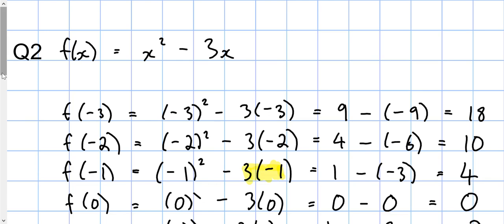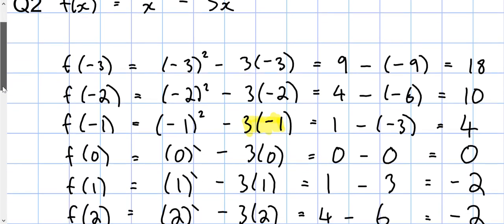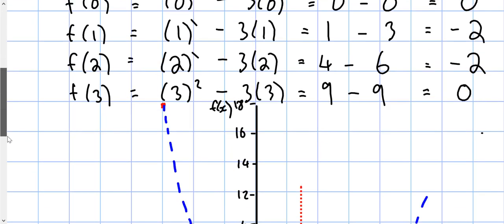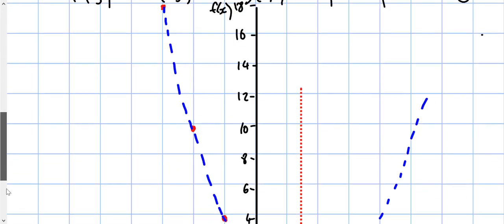Now, once you get to 0, it's quite easy. I suppose the squared looks a wee bit funny there. I don't know what's happened to the computer, but that's a squared. So 0, 1, 2, and 3, a wee bit easier to do. And then finish it off by drawing it.